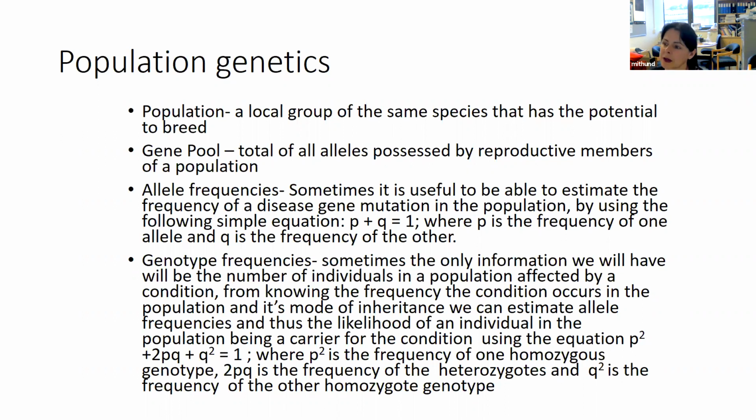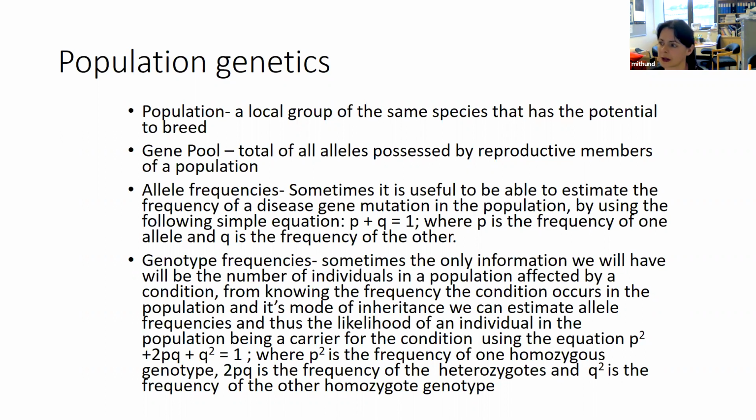So when we talk about allele frequencies, we use a simplified equation where P plus Q equals 1. And these are your 2 alleles. So if you're talking about eye color and you've got big B, little b, these are the 2 alleles that make up your genotype, and so they have to total 1. P is the frequency of one allele and Q is the frequency of the other.